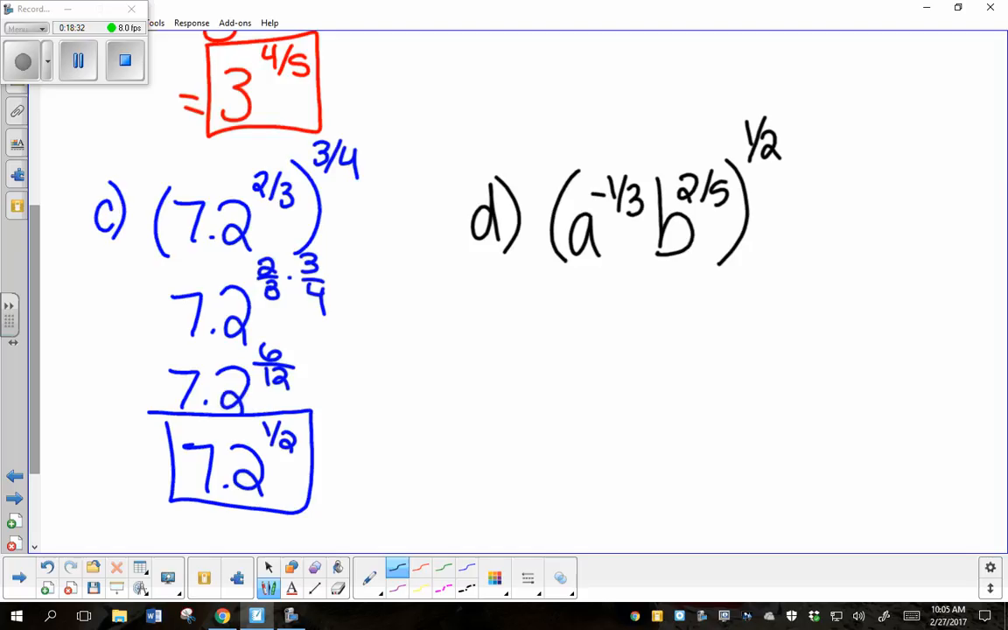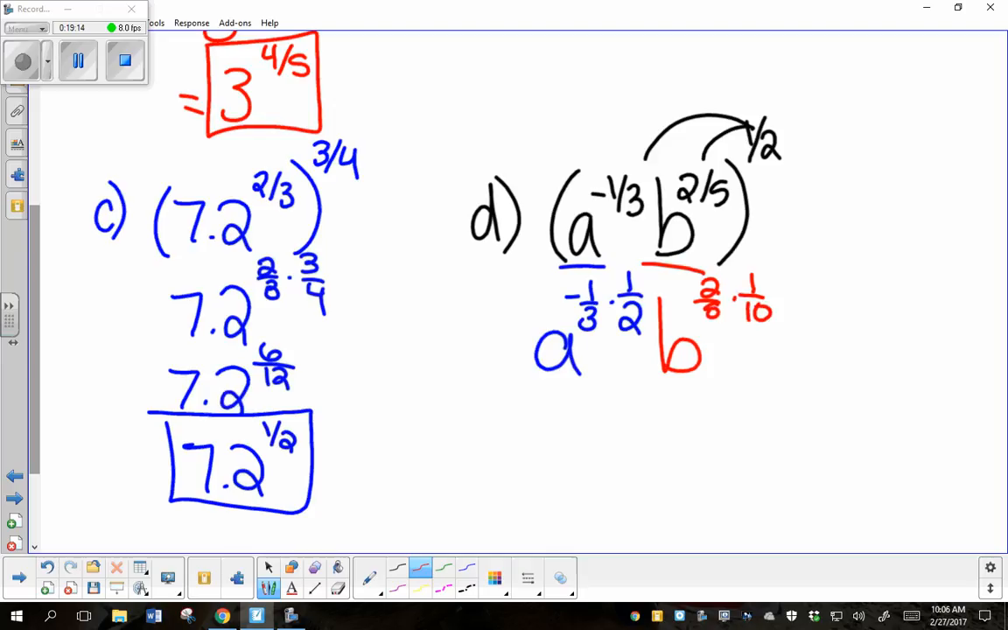So first of all, what can I do when I have a product raised to a power? Can I distribute it or not? I can because it's multiplying. If it was a plus or minus, I couldn't. So we can distribute this 1/2, and now we have two powers to a power, right? So for the a, let's start with the a. What am I going to do with the negative 1/3 and the positive 1/2? Multiply them. So I've got negative 1/3 times 1/2. I'll deal with that in a minute. And then let's do the b. We're going to multiply 2/5 times 1/2.